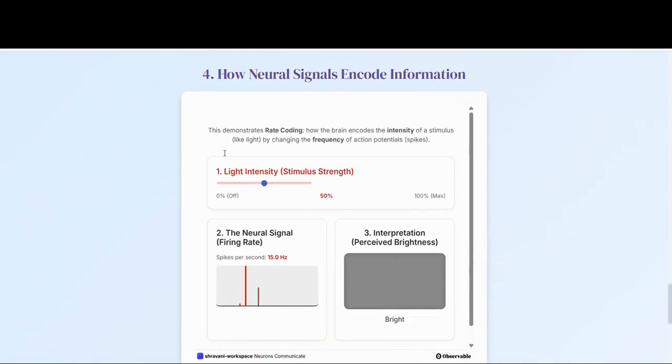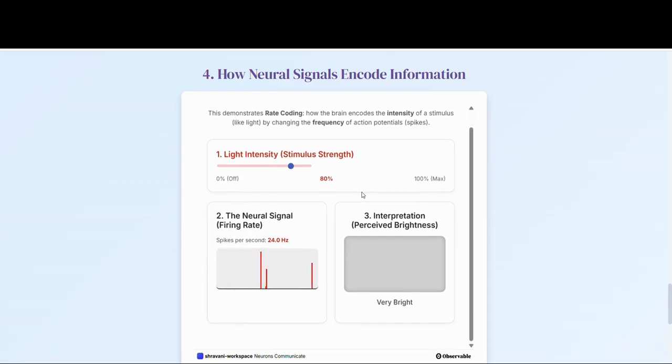Finally, we connected these cellular processes to how the brain encodes information. One of the most basic coding strategies is firing frequency. Stronger stimulus causes neurons to fire more frequently. Our slider demo shows this. Lower stimulus strength leads to less frequent firing and a dim light perception, while higher stimulus strength leads to rapid firing and a bright light perception.